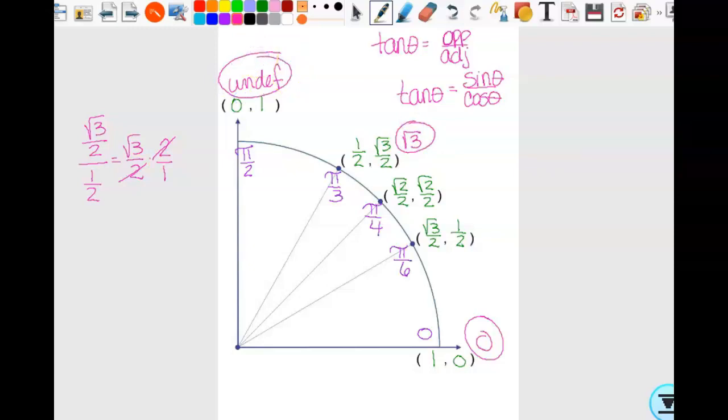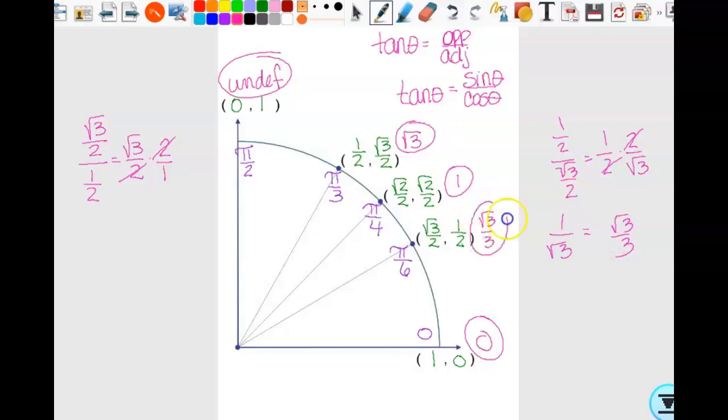Okay? Then if I put square root of 2 over 2 over the square root of 2 over 2, what am I going to get? 1. Then 1/2 over the square root of 3 over 2 gives me 1/2 times the square root of 3 over, no, it doesn't. It gives me 1/2 times 2 over the square root of 3, which gives me 1 over the square root of 3. And what does that become? Square root of 3 over 3. So these are our tangent values.